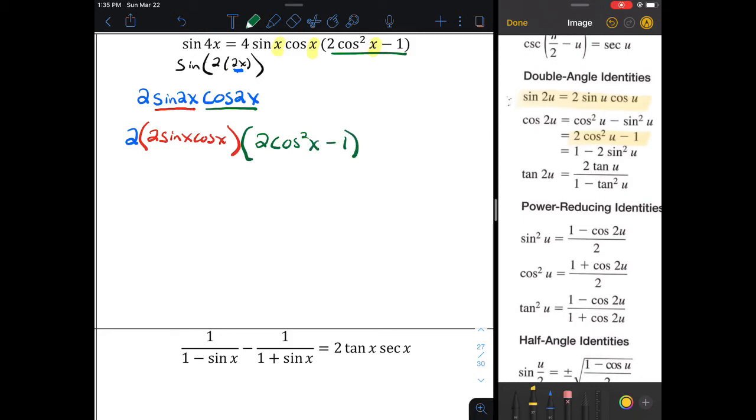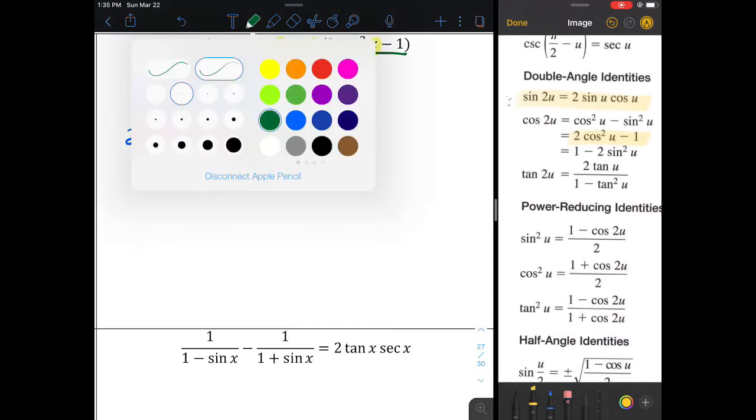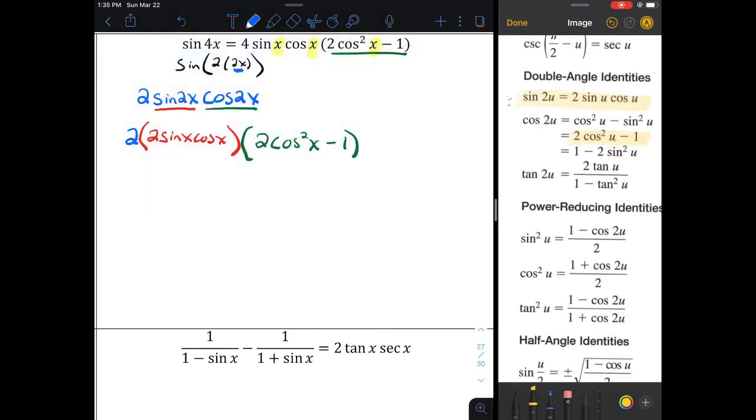And all we really have left to do is to multiply just a little bit here on the left-hand side. So 4 sine x cosine x times 2 cosine squared x minus 1 is my right-hand side. So we proved that the left-hand side can become the right-hand side.